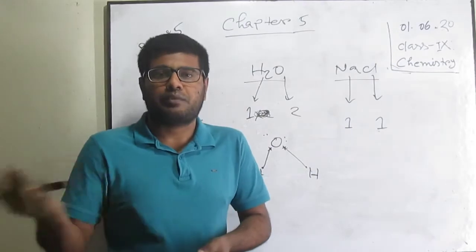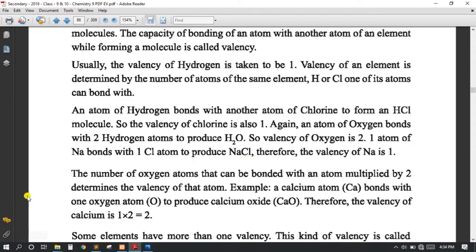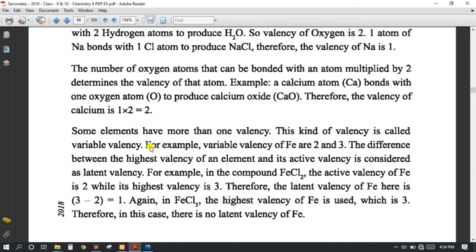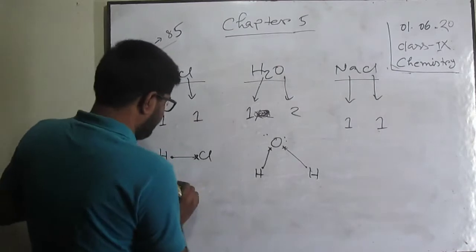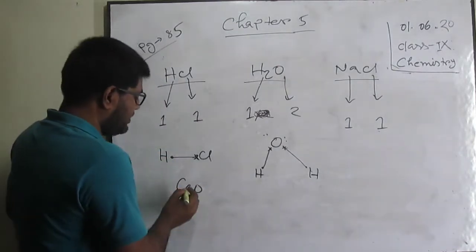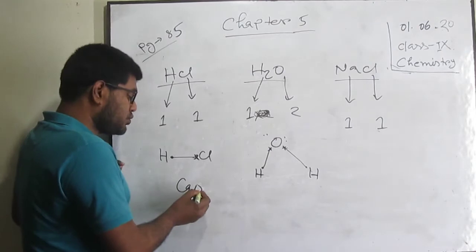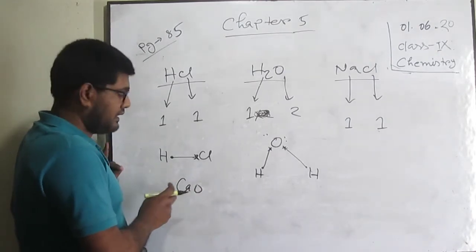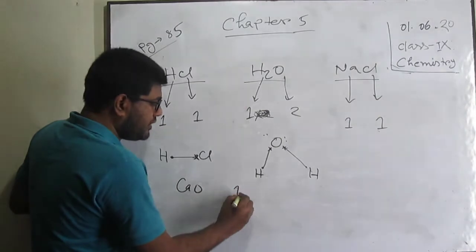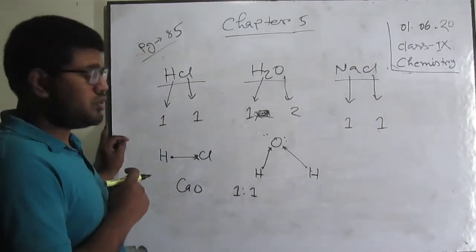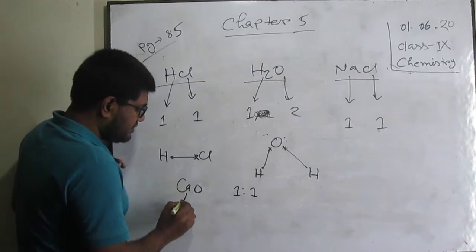So I am going to my laptop screen again. The number of oxygen atoms that can be bonded with an atom multiplied by 2 determines the valency of that atom. Suppose I am talking about different types of compounds like calcium oxide. Here one atom of calcium is attached with one atom of oxygen. So the ratio is 1:1. Here its valency is 2.